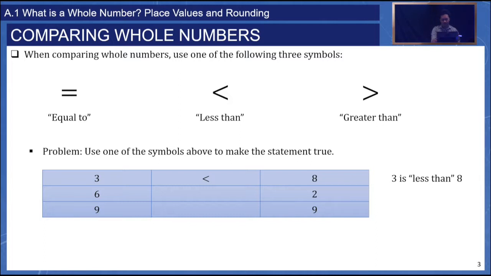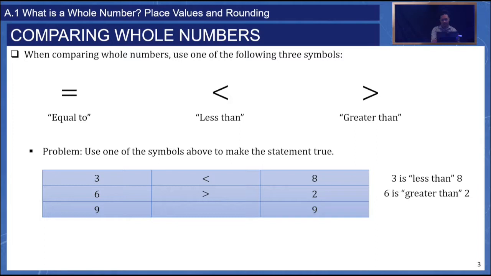All right, now the next one. In the middle row, we have 6 and 2. So which symbol would you plug in between 6 and 2? Again, just think about it. Would you say 6 is equal to 2, 6 is less than 2, or 6 is greater than 2? Obviously, 6 is more than 2, so you would say 6 is greater than 2. And the greater than symbol is the one on the right. So you would plug in that symbol between 6 and 2. And again, that just reads as 6 is greater than 2.